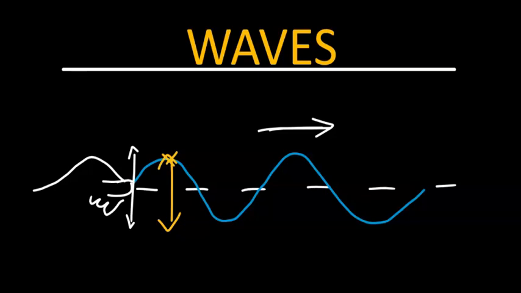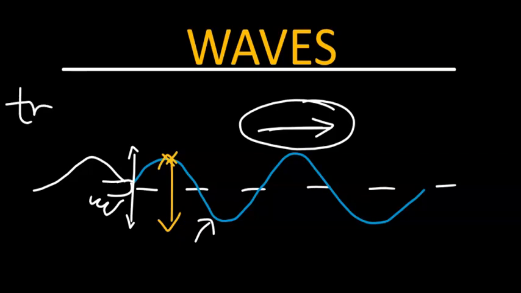A traveling wave in which the particles of the disturbed medium, in this case the string itself, move in a direction perpendicular to the wave velocity, that is the direction of the wave velocity, is called a transverse wave.